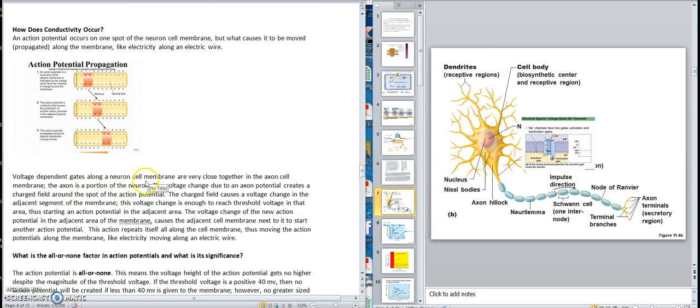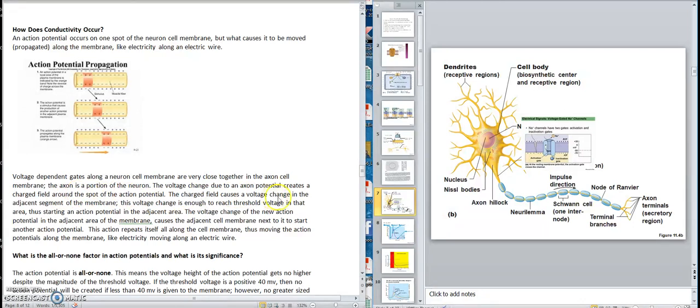Voltage-dependent gates along the neuron cell membrane are very close together in the axon membrane. The axon is a portion of the neuron. The voltage change due to an action potential creates a charge field. Wherever you have a charge, you create a charge field. That's why sometimes they say don't play around electric wires, because there is a charge field. Even though the wire has been insulated, there still can be a slight charge field. It creates a charge field around the spot of action potential.